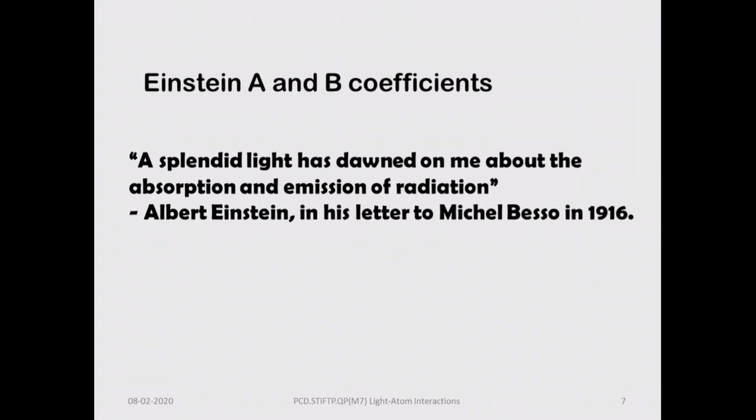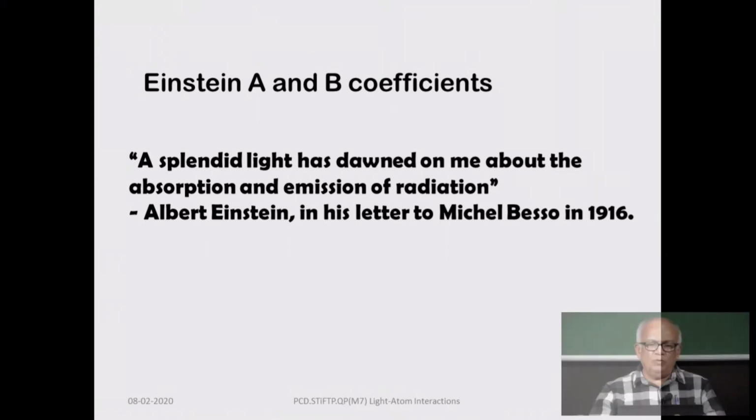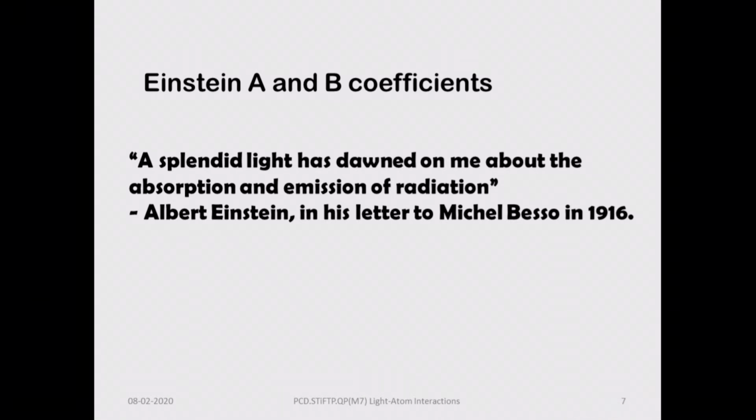So, Einstein introduced two coefficients A and B, and this was, mind you, in a letter that he wrote to his friend in 1916, he said that a splendid light has dawned on me about the absorption and emission of radiation. And I want you to note that this was in 1916. So, this was before the work of Schrödinger, Heisenberg, and before formal quantum theory.